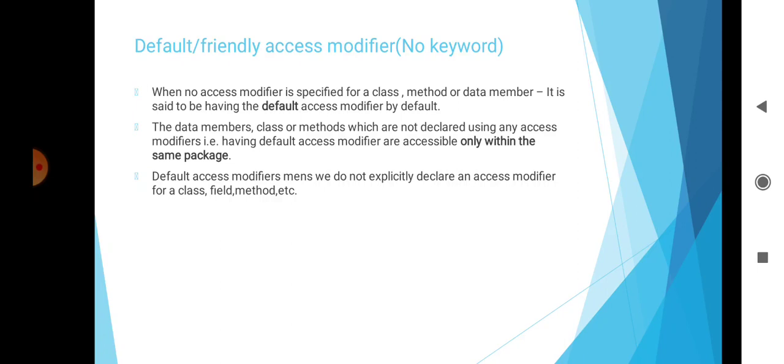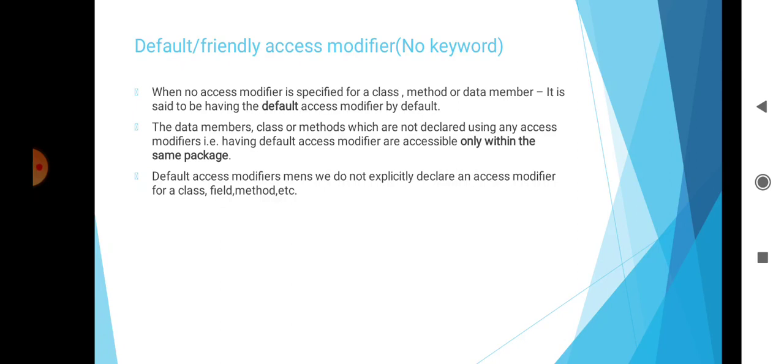Default access modifiers means we do not explicitly declare any access modifiers for a class, field or method, etc. The variables or methods declared without any access control modifier are available to any other class in the same package. The fields in the interface are implicitly public, static, final, and the methods in the interface are by default public.